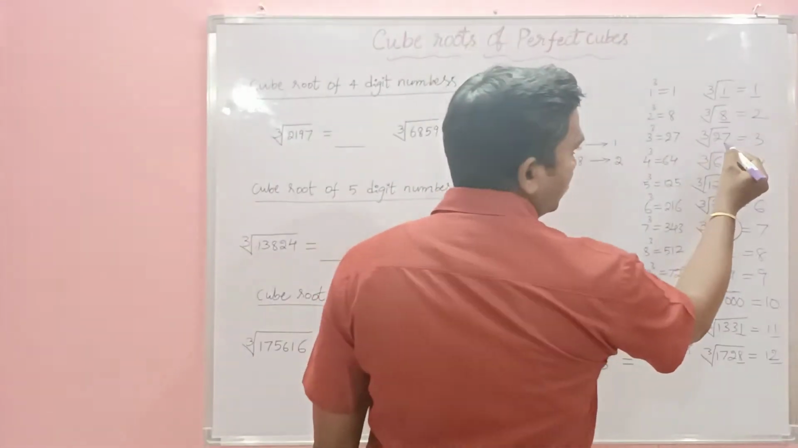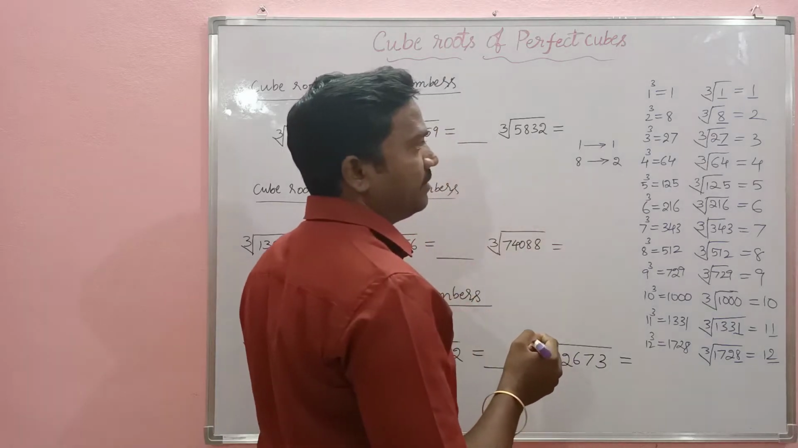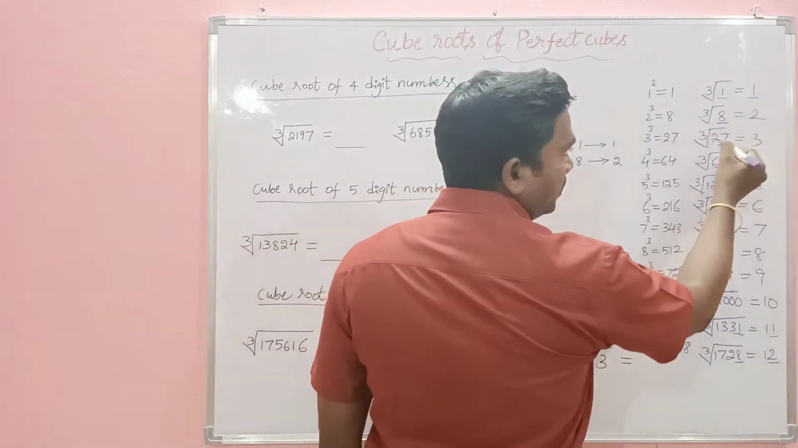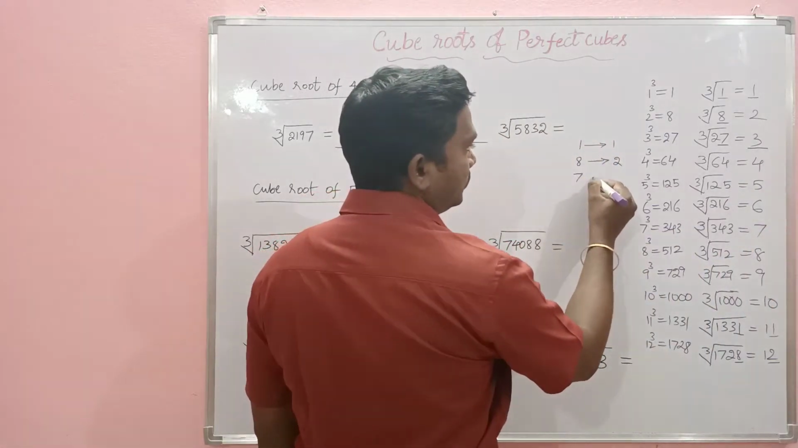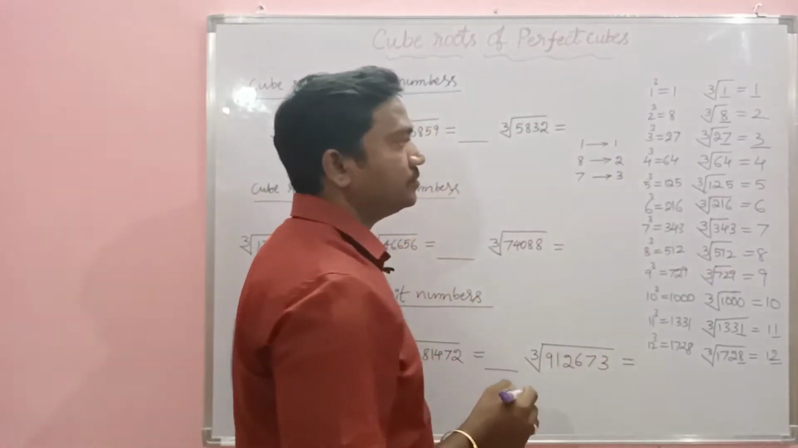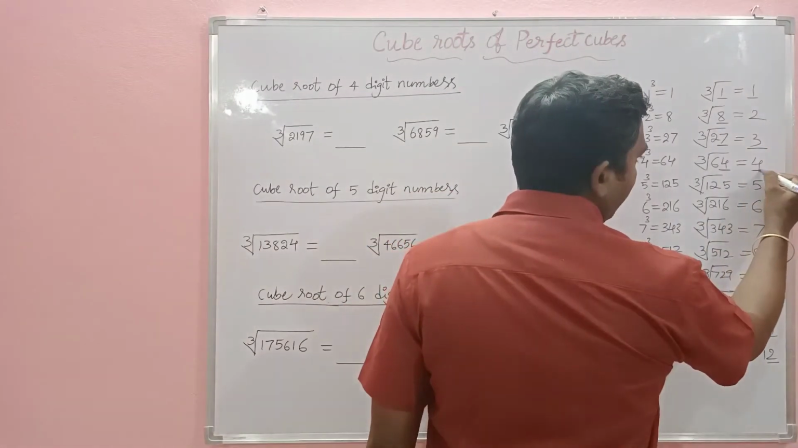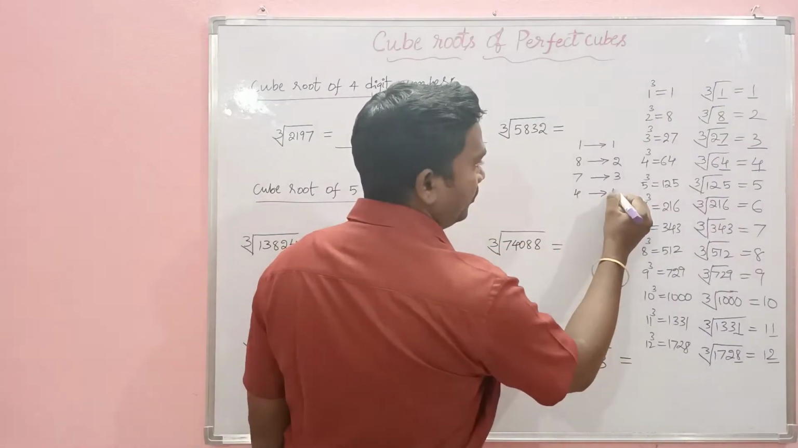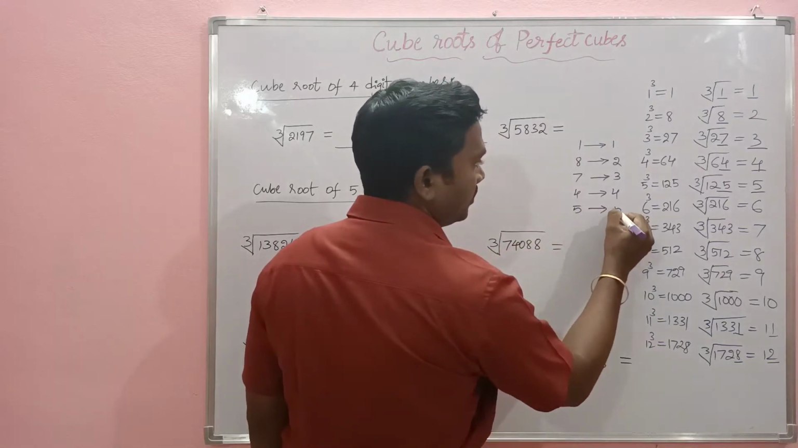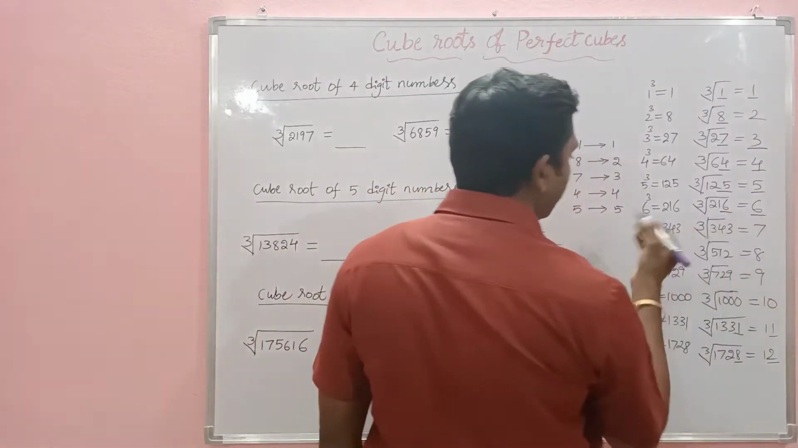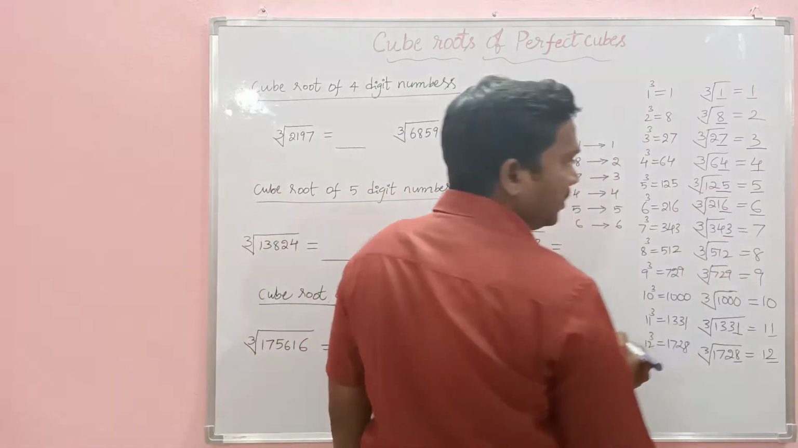Now see here, 27 ends with the digit 7. The cube root of that number ends with the digit 3. Similarly, here 4 ends with the same 4. 5 ends with the same digit. 6, we can get 6.